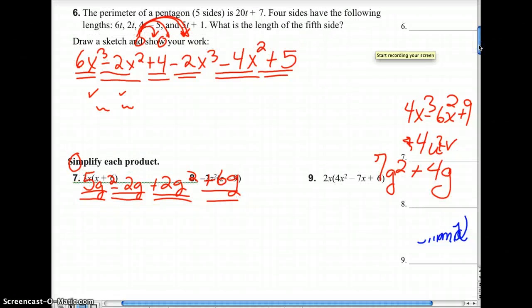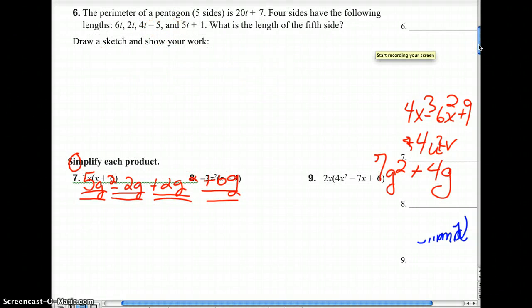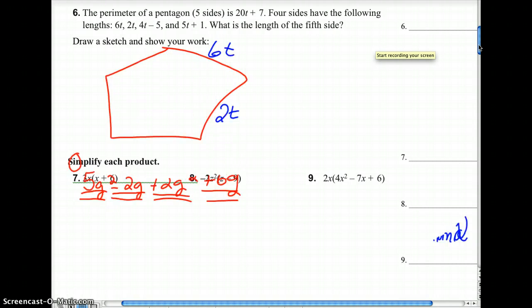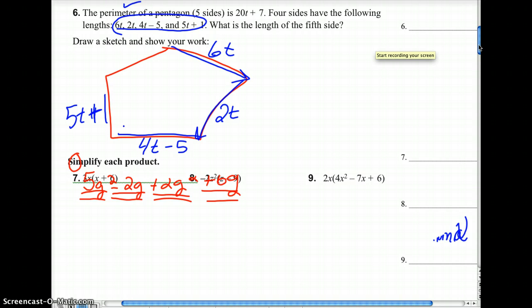With number 6, I've got a pentagon, so I'm going to draw a 5-sided figure. So 1, 2, 3, 4, 5, doesn't have to be too pretty. And then it tells me the sides, so I've got 6t, 2t, 4t minus 5, and 5t plus 1. Those are the sides that they gave me right here. And then we're discussing the perimeter. Perimeter means to travel around and add up all of the sides. And I'm in search of the missing side.